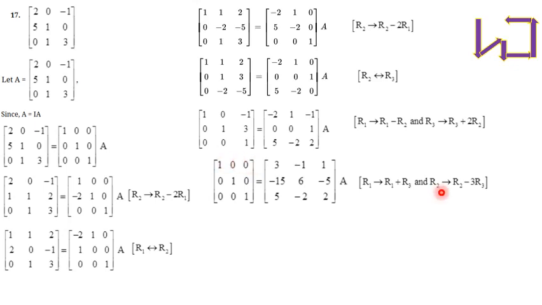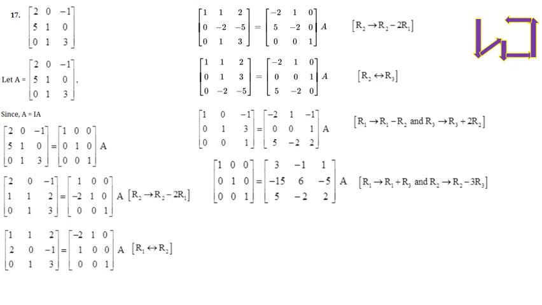Now R2 changes to R2 minus 3R3. So R2 is 0 minus 3 into 0, which is 0. Next, 1 minus 3 into 0 is 1. Next, 3 minus 3 into 1 is 0. Next, 0, 0, 1, R3 remains the same.